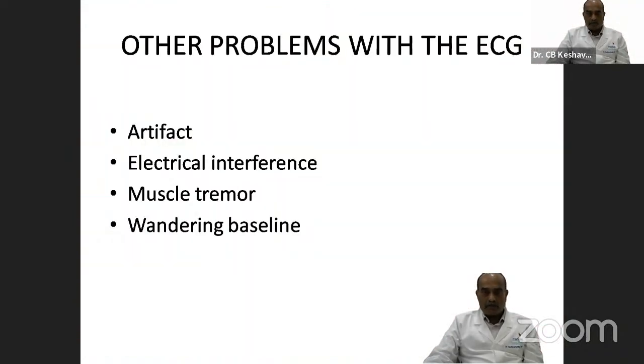The other problems, of course, are artifacts, electrical interference, muscle tremor, and wandering baseline. These are all common problems. Most of these have been sorted out with the newer machines. Wandering baselines are corrected by post-processing. If there is continuous muscle tremor, as in Parkinsonism, that cannot be controlled because it is a patient factor, or the patient is having seizures, or is uncooperative, or children with constant movement, you can get a lot of artifacts. If there is electrical interference, you remove the plug from the mains and run it on the battery.